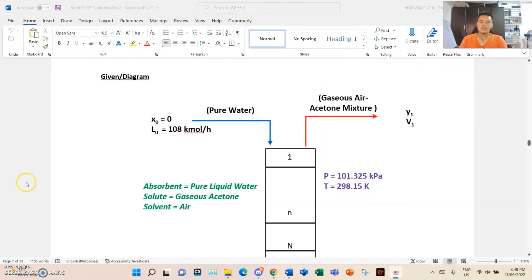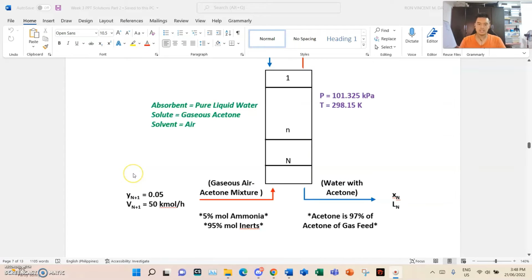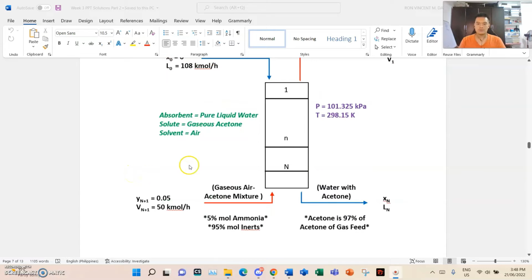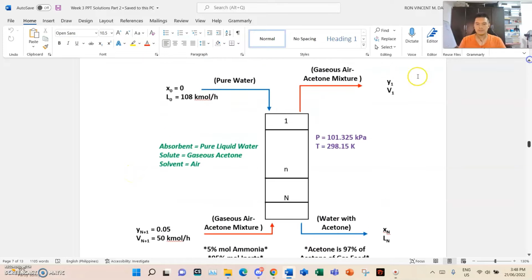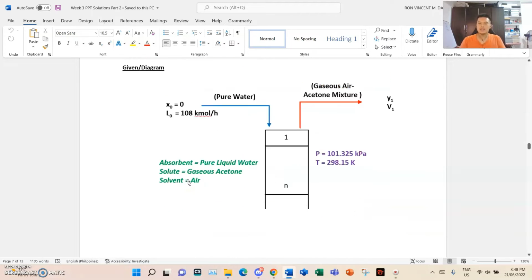So here is the given diagram with the corresponding data. As you can see here, pure water is the liquid inlet, and there is the gas inlet. The gas enters from the bottom and exits at the top, and the liquid enters at the top and exits at the bottom. The absorbent is pure liquid water, the solute is gaseous acetone, and the solvent is air. And the pressure and temperature are as follows. What we need to find is the capital N, or the number of theoretical stages needed for this separation process.